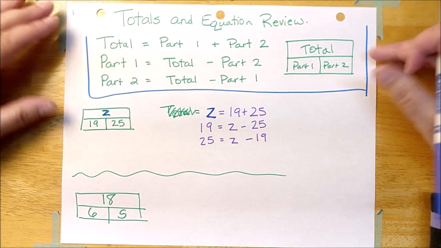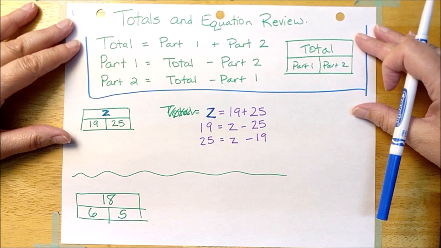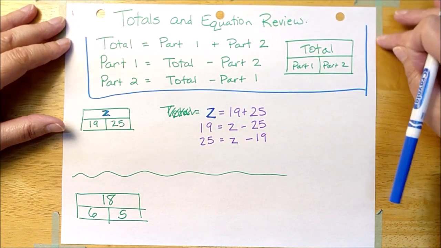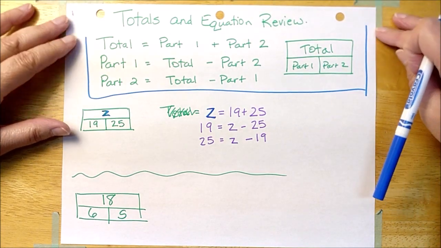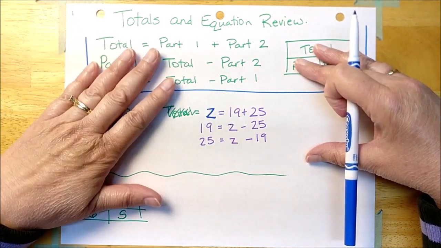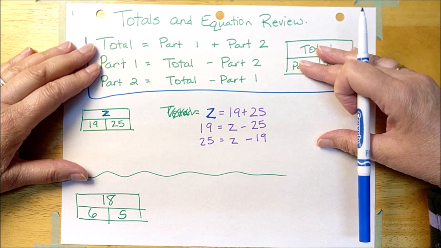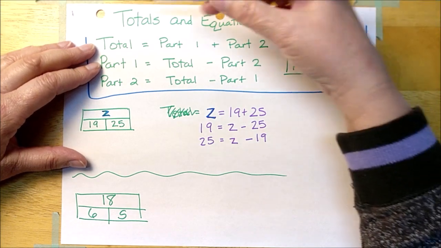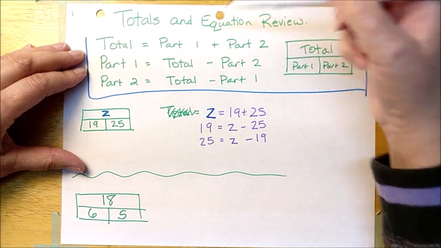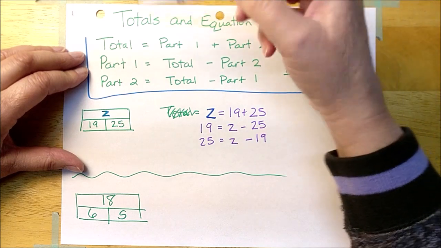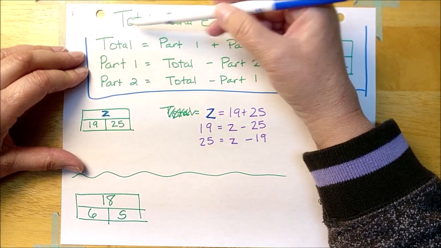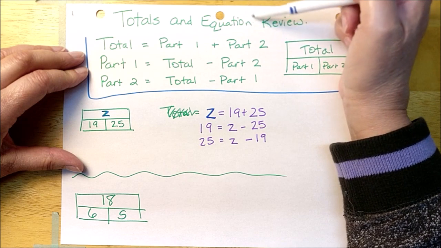Good morning, grade 4. We're back for math, and yesterday some of you probably found it quite easy, but it was a tougher concept, so I thought we would do a review today. So we're going to be reviewing totals and equations. This is what we were looking at when we're trying to find totals and make an equation of them.